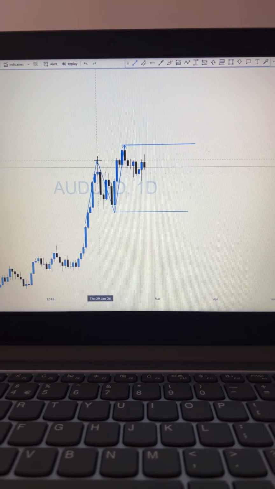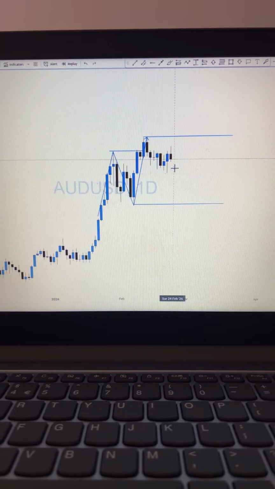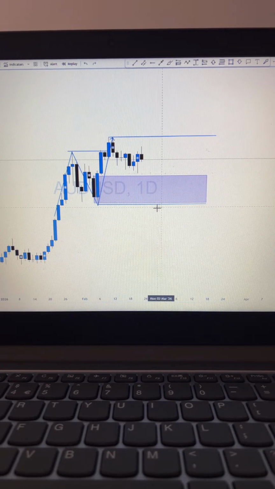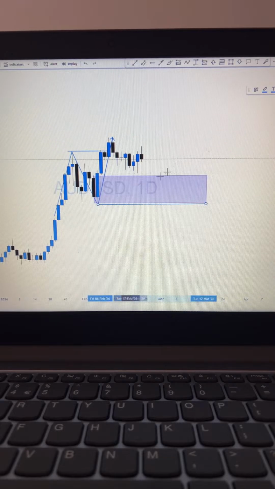Okay, breakout structure. Now once you've been able to identify these two, the next thing you do is map out your what? Order block. Then wait for price to come to this order block. Okay, so once you've been able to map this out, you can now step down to what? A lower time frame. A lower time frame, which is what?